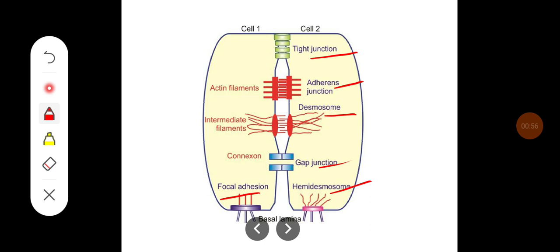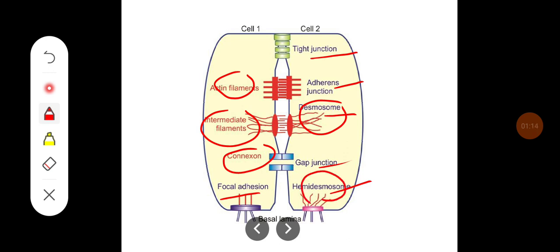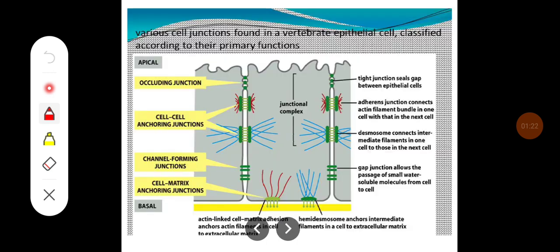The adherence junction makes use of actin filaments for the connection, whereas desmosomes make use of intermediate filaments. And the gap junctions make use of connexons. Hemidesmosomes make use of intermediate filaments, whereas focal adhesion makes use of actin filaments for the connection to the basal lamina.